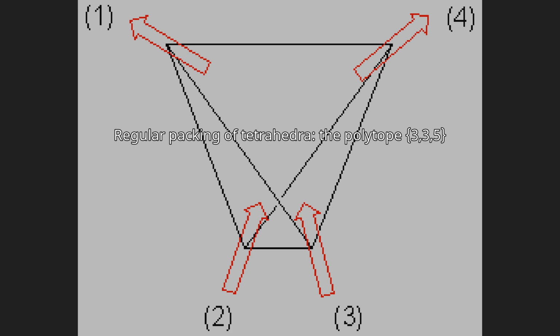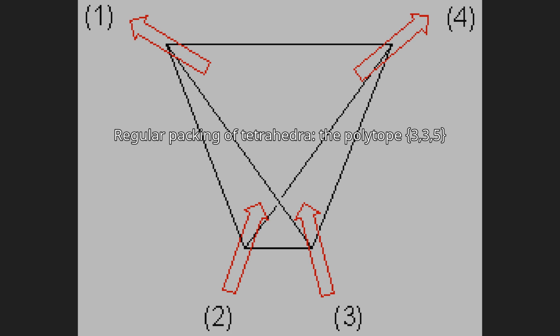Regular packing of tetrahedra, the polytope {3,3,5}. 20 irregular tetrahedra pack with a common vertex in such a way that the 12 outer vertices form a regular icosahedron. Indeed, the icosahedron edge length L is slightly longer than the circumsphere radius R, L ≈ 1.05 R. There is a solution with regular tetrahedra if the space is not Euclidean, but spherical.